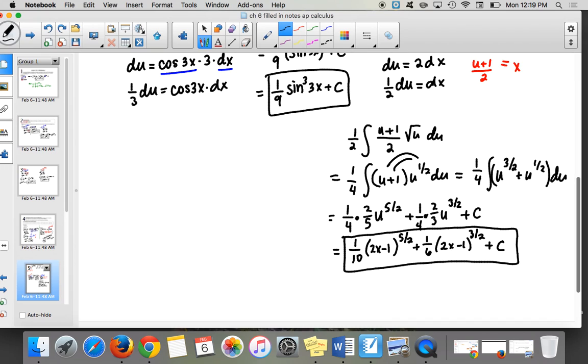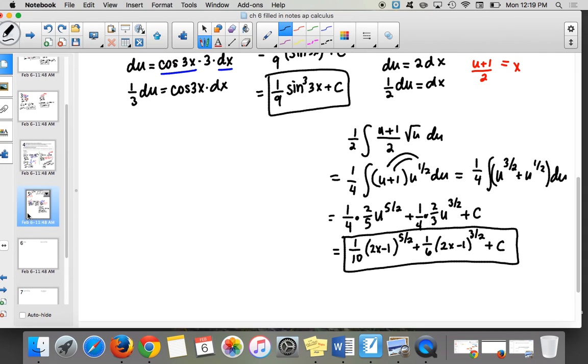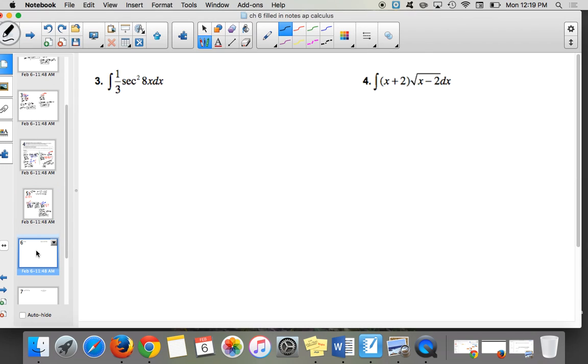Okay. Do I have any more of those? Maybe one more. Let's do one more like that where we have x's I have to solve for. So number 3 is just letting u be 8x, because you actually know how to integrate secant squared of u. Let me write this one really quickly. And then we'll do number 4. Number 4 will be our last one.